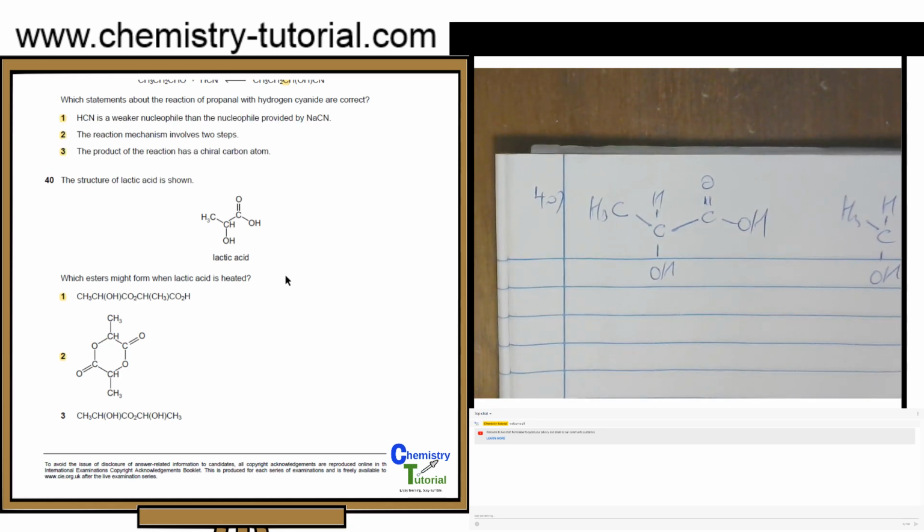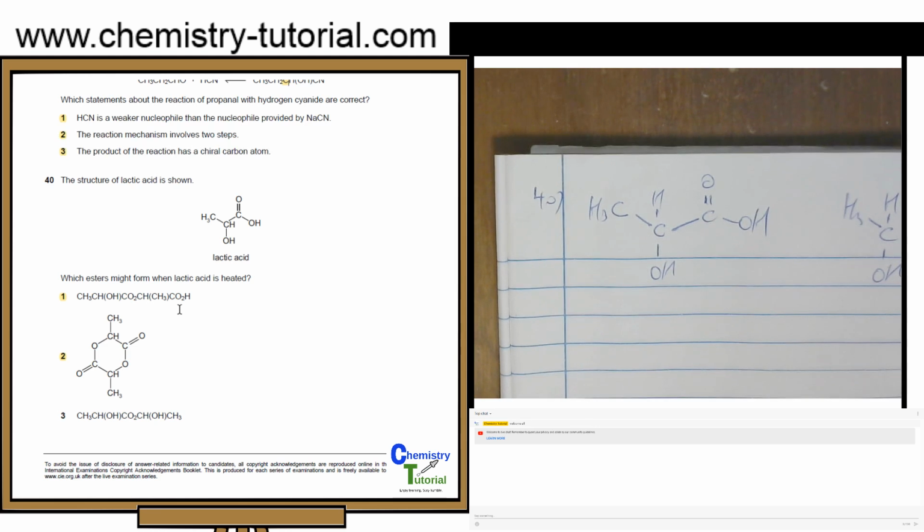Now, to get the first ester, you notice that actually you must combine 2 lactic acid molecules. Right? How do you know you need to combine 2? Well, you just check how many carbon atoms there are. 1, 2, 3. Over here, we count, actually there are 6. 1, 2, 3, 4, 5, 6. That means you need 2 lactic acid molecules.